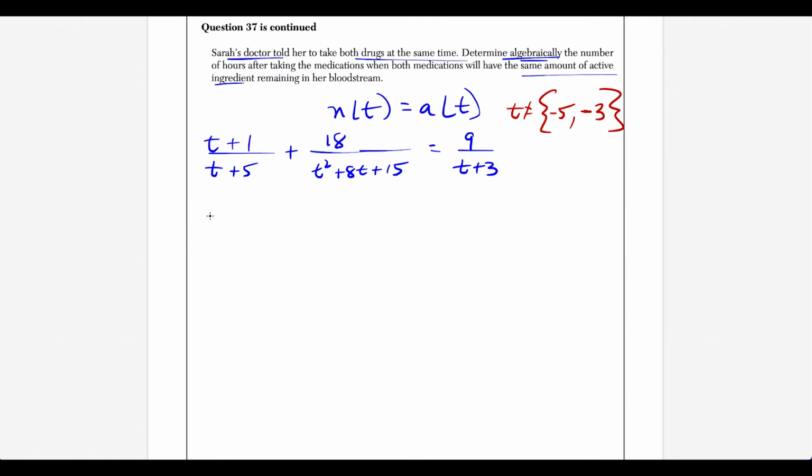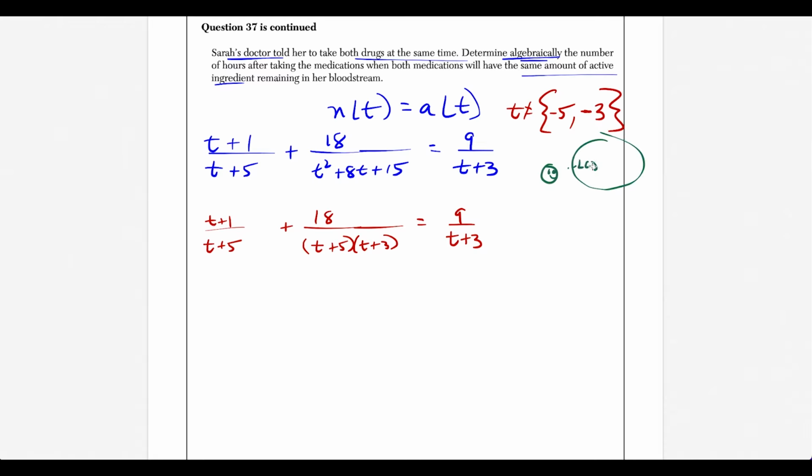So here what I would do first is rewrite this. We have (t plus 1) over (t plus 5), I'm going to leave a space, plus 18 over (t plus 5) times (t plus 3). I could factor this second one pretty nicely like this, equals 9 over (t plus 3). The next concept you need for a question like this is that you need to look out for the undefined values, but you also have to look out for the least common denominator. Here, our least common denominator is going to be (t plus 5) times (t plus 3). I needed a better thought bubble for that, but you get the idea.